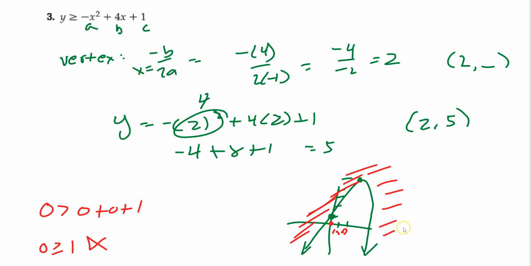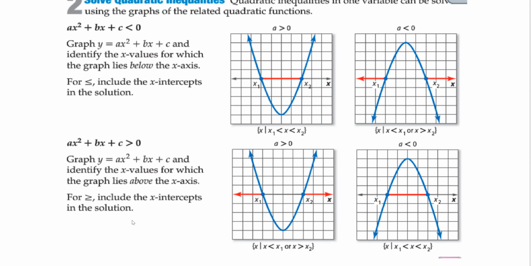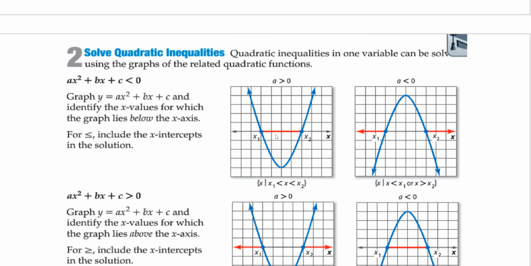So that's how the test point works. Also greater than is above. But again, that only works when it's in proper notation. Test points always work. So there's that. Now the second part, they might want you to solve a quadratic inequality using graphing. Well, the way that works is this. Look at this picture here.